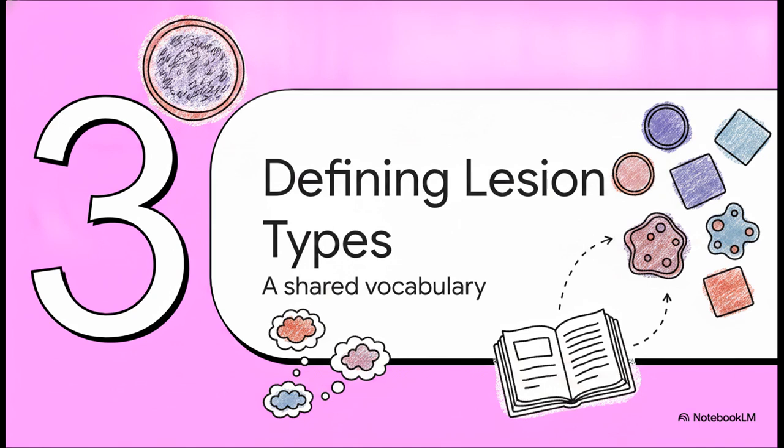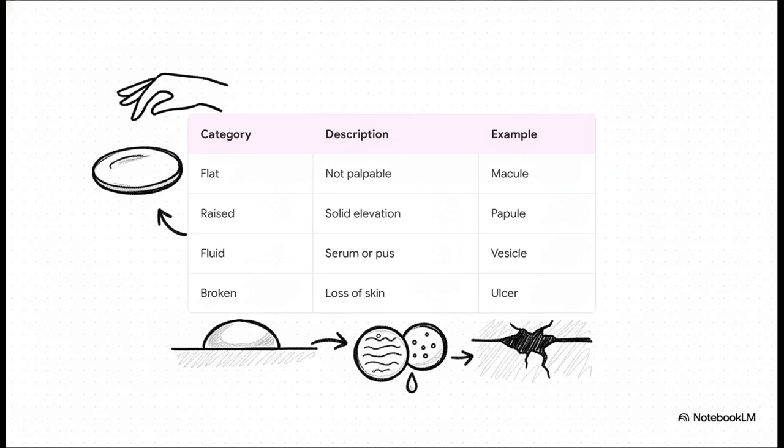Section 3. Defining the lesion types. Let's just hit pause on the exam for a second because to properly describe a rash, we all need to be speaking the exact same language. Now, what's genuinely brilliant about these categories is how neatly they organize the chaos. Pretty much every single skin lesion fits perfectly into one of these 4 broad buckets.